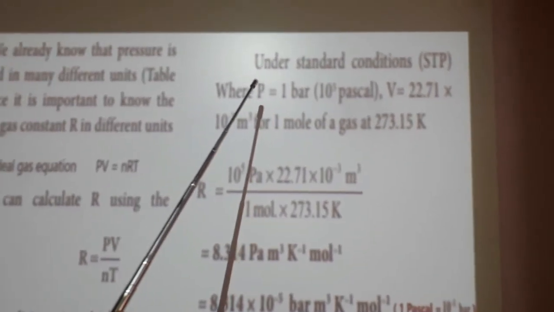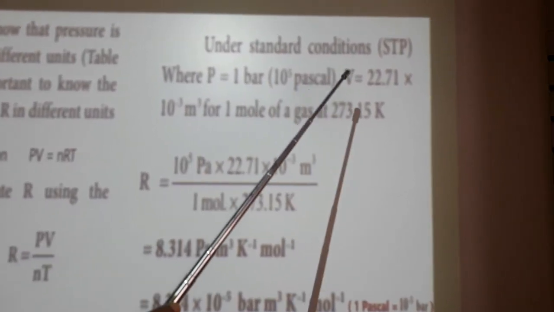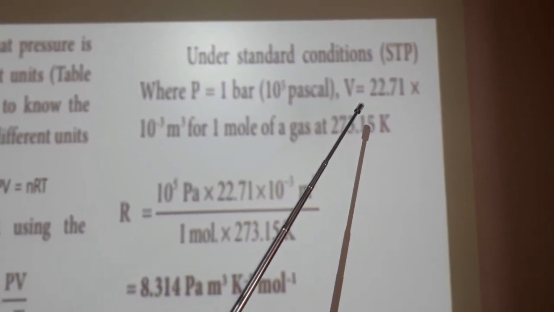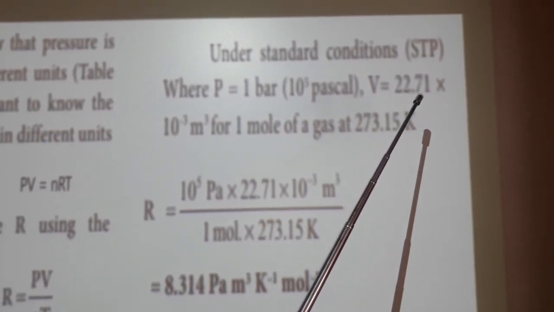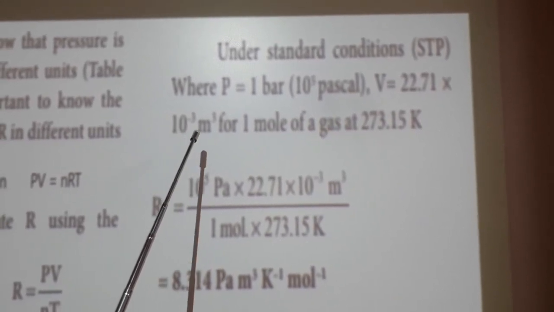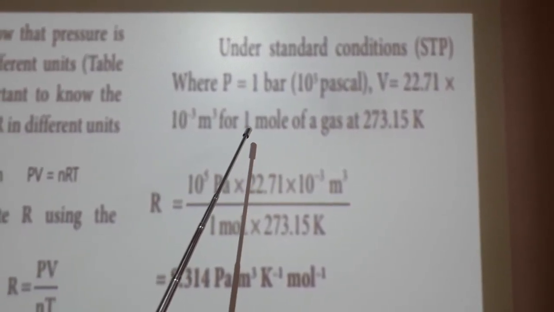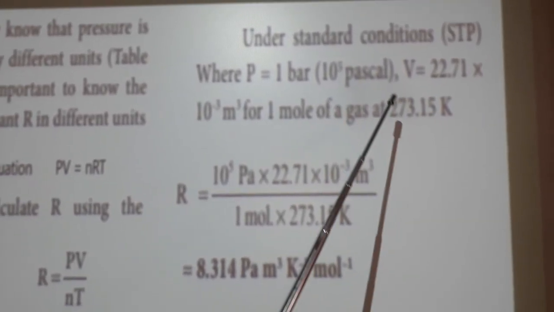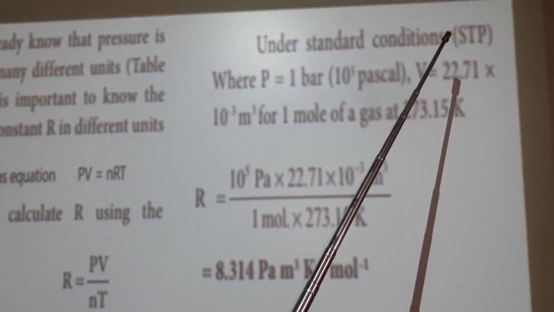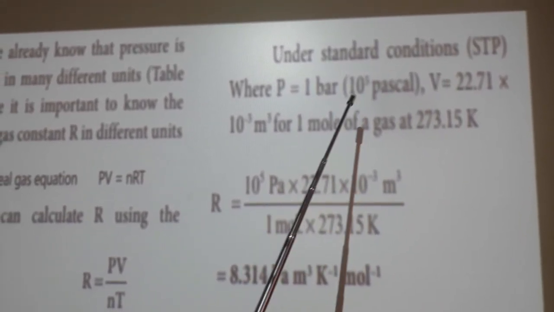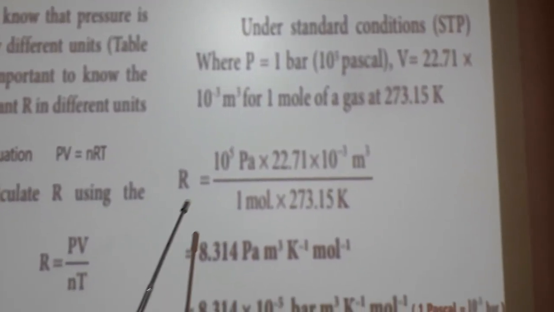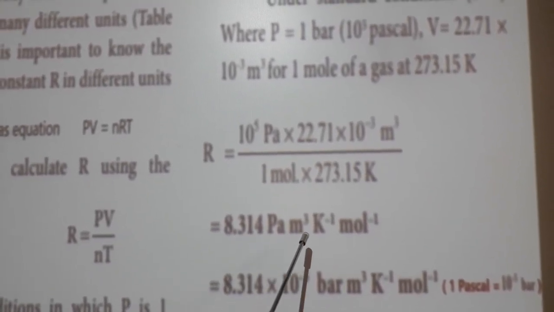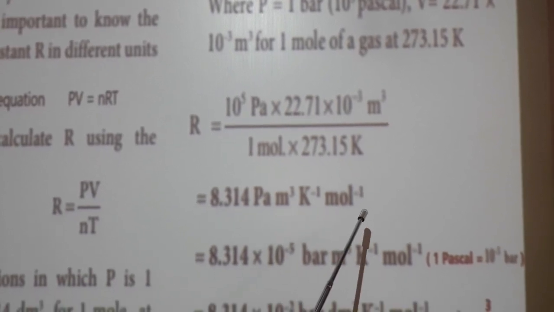Sometimes the pressure value is 1 bar, which means 10 power 5 Pascal, and V is 22.71 into 10 power minus 3 meter cube. The number of moles is 1 mole and the temperature is 273.15 Kelvin. These are called standard conditions, that is the STP condition. We apply these conditions in this equation and we get the R value as 8.314 Pascal meter cube Kelvin minus 1 mole minus 1.